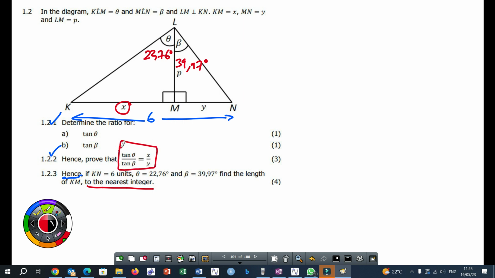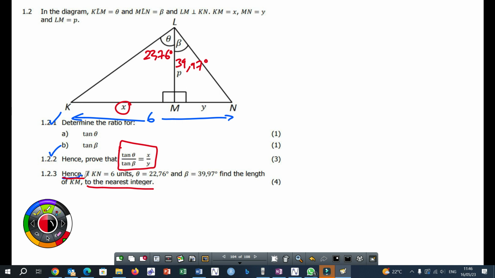Remember I said this word "hence" tells you that some of the information in the previous questions you are supposed to use. The question is not in isolation. It has got a connection with 1.21 or 1.22.